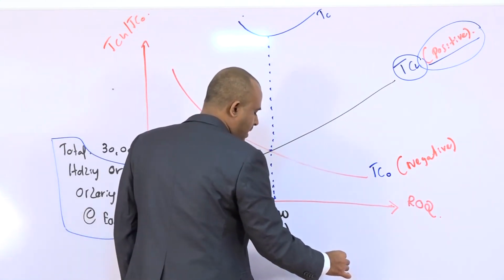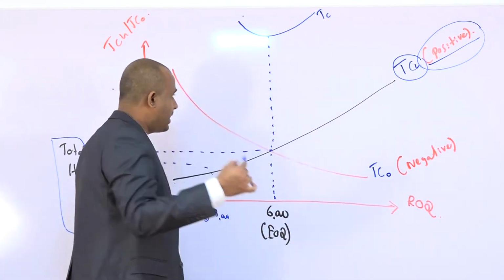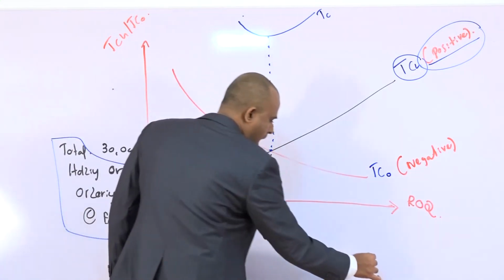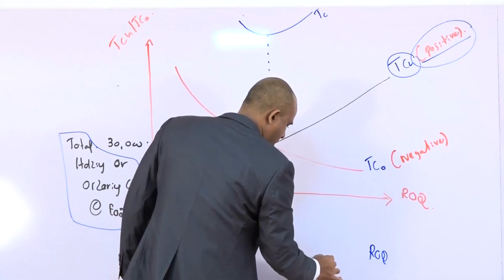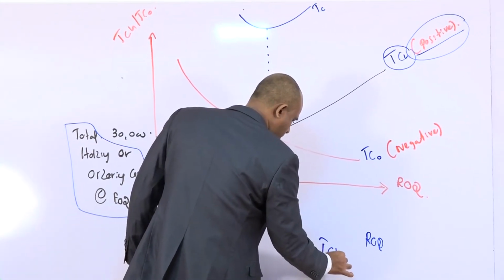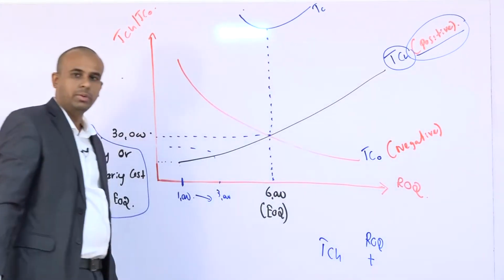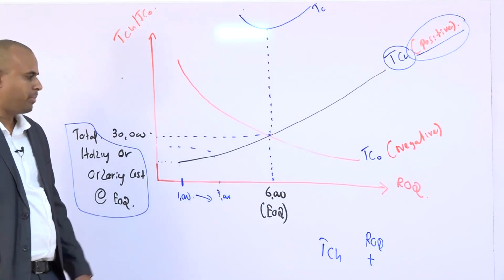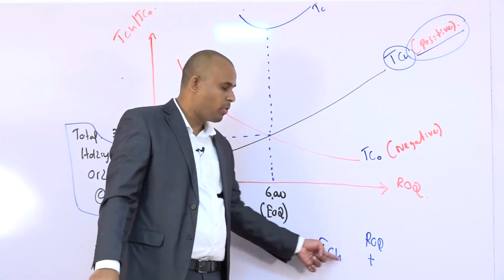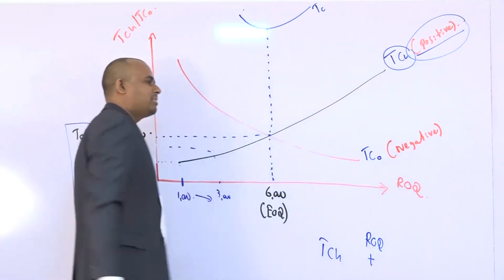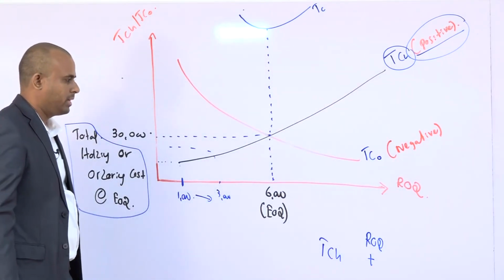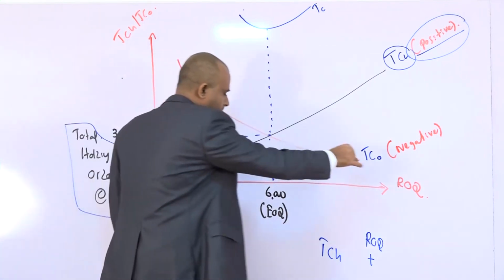Putha, we have discussed this particular relationship even before. ROQ and the total cost of holding has what relationship? Positive relationship. Therefore, this curve you could identify as the total cost of holding. Right. What is this curve?